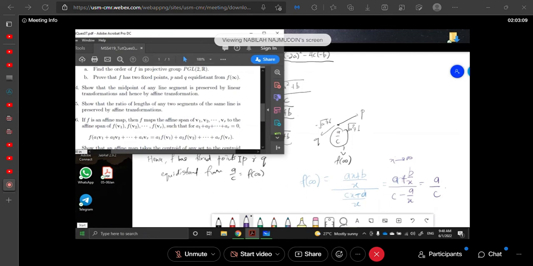Yes, it's still preserved. So we have to show, you can show this by using what do you use? The distance, the distance between points. The midpoint formula.